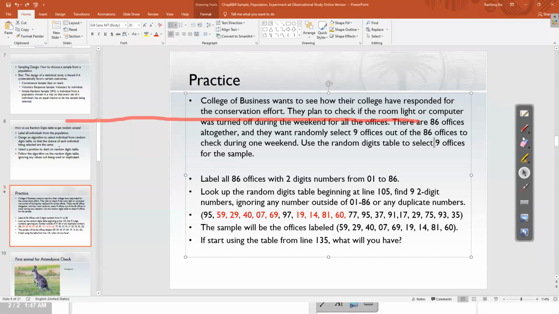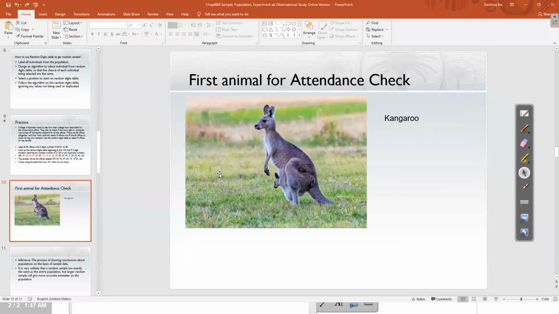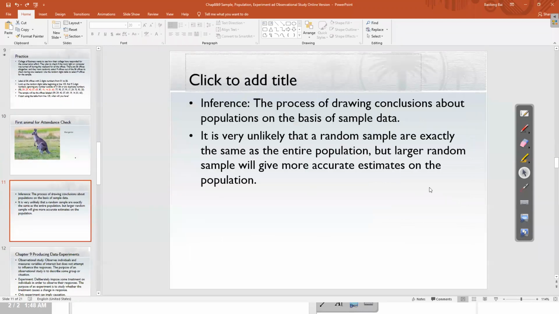Okay, so using the random digits table is pretty straightforward. Right, so here we have the first animal for attendance check. This is a kangaroo. There's a little baby here.